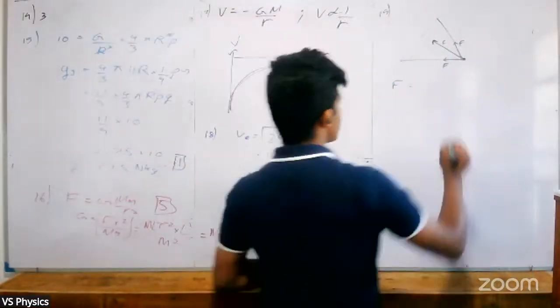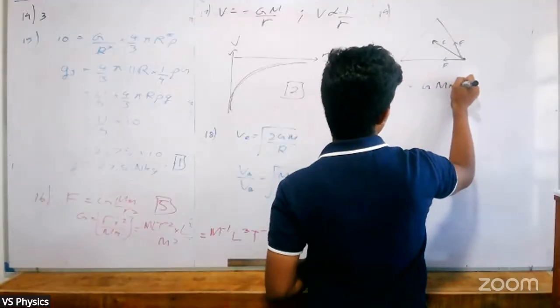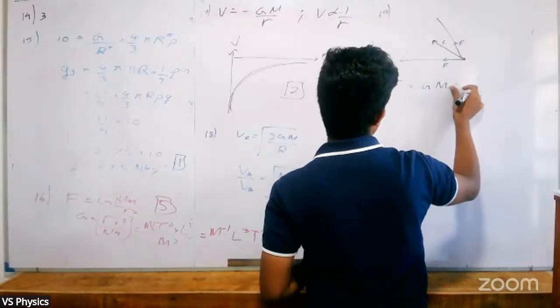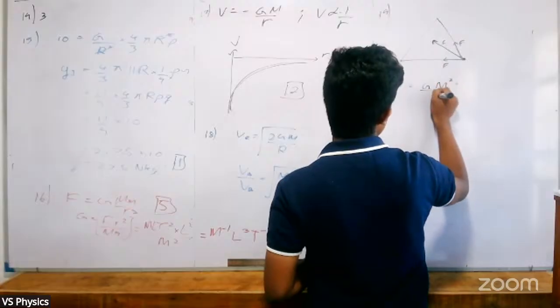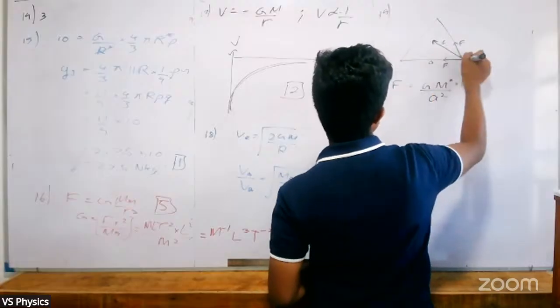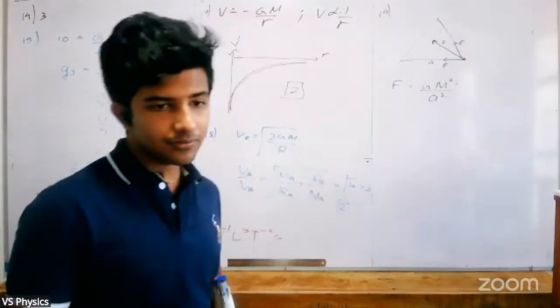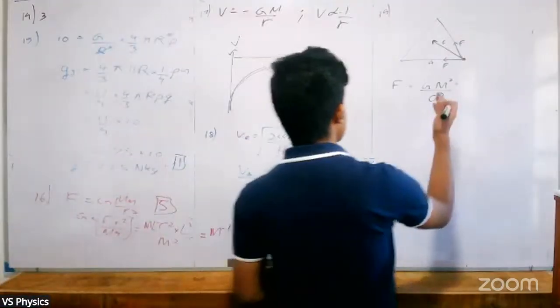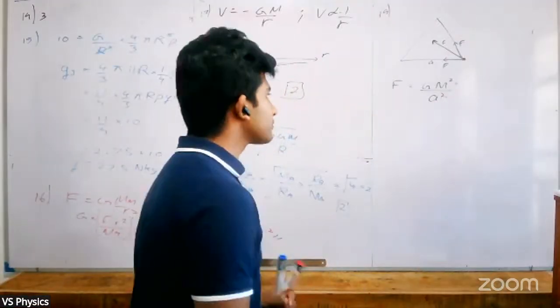This force is going to be GMM, actually GM squared over A squared, because the distance is A and both the masses are M. Okay, so we can write force is equal to GM squared over A squared.